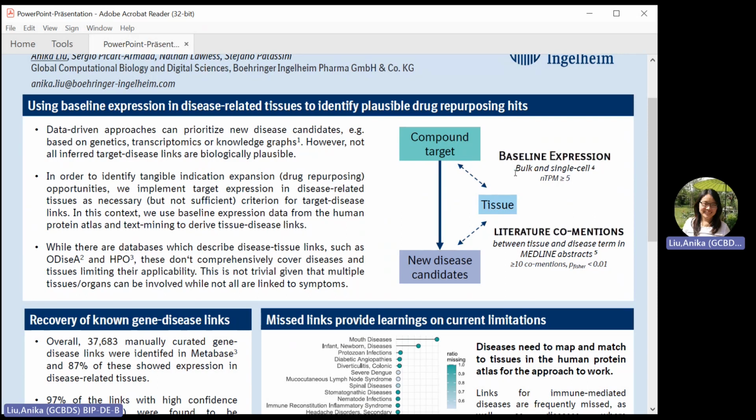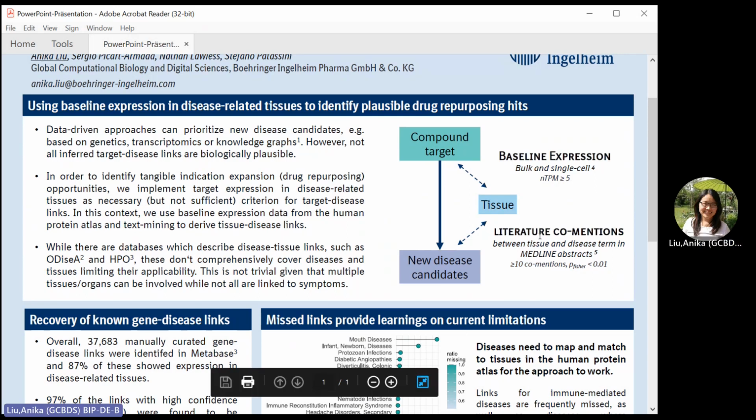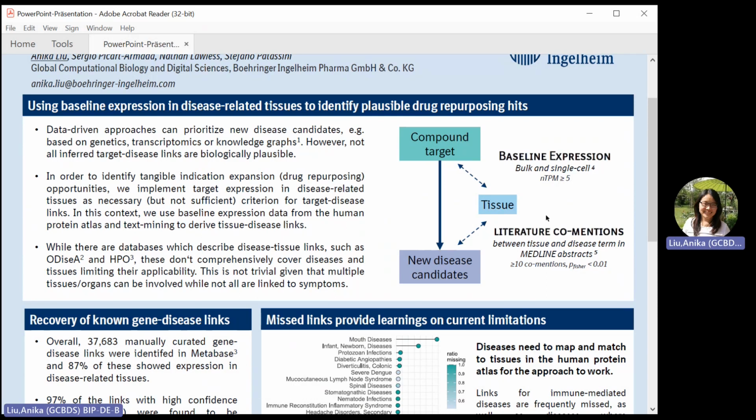While the Human Protein Atlas was a straightforward choice as first resource for baseline expression data, finding a good resource for disease tissue links was not as easy. Here we found that the coverage of diseases was often not great, and also the focus was often set on symptomatic tissues, while others may be relevant mechanistically. So for our use case, covering more disease tissue links was essential, while we could tolerate a few false positives, and therefore we looked at the co-occurrence of disease terms and tissue terms in Medline abstracts, and whether this is enriched in comparison to the overall frequency of disease and tissue mentions, respectively.